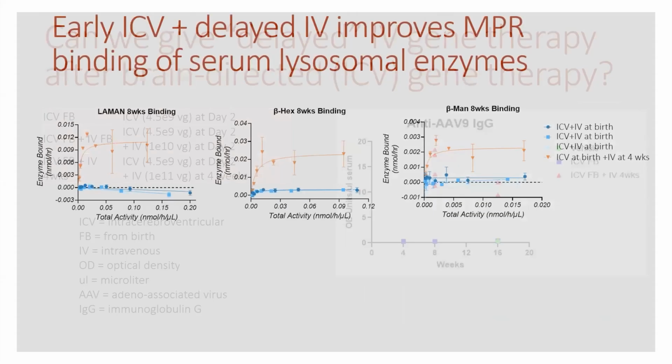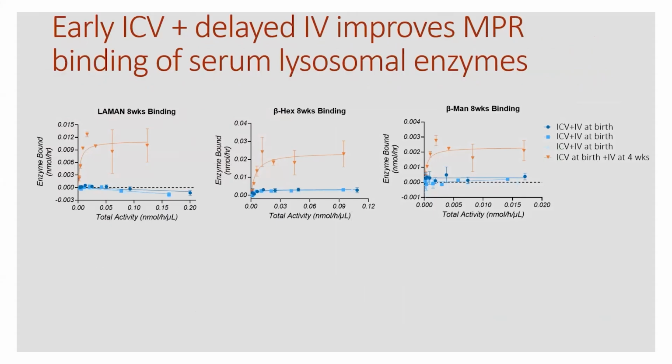So because of that, we subsequently studied whether early ICV plus delayed IV or early ICV plus early IV would be better in restoring the serum lysosomal enzymes, which would be the better therapy to take forward. This is the same assay that I showed before, looking at the mannose-6-phosphate receptor binding of mannose-6 phosphorylated enzymes using mannose-6-phosphate receptor with alpha mannosidase, beta hexosaminidase, and beta mannosidase.